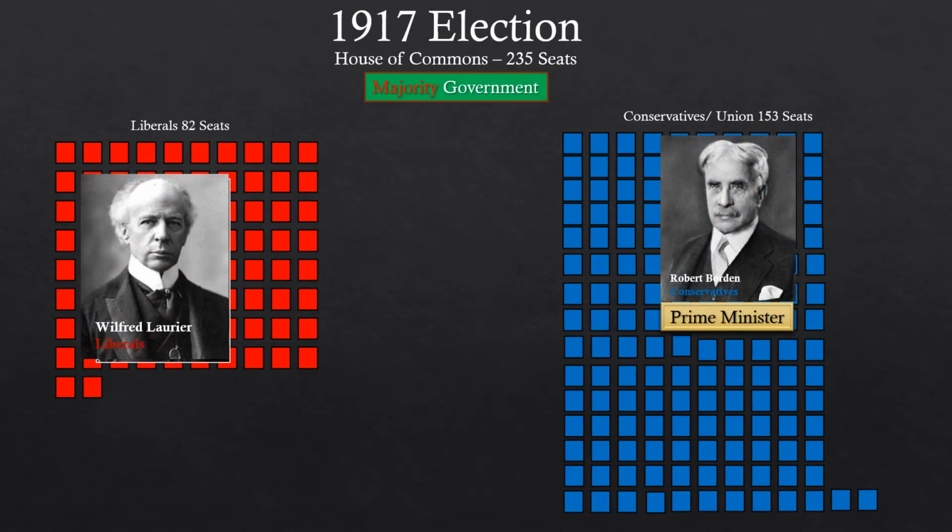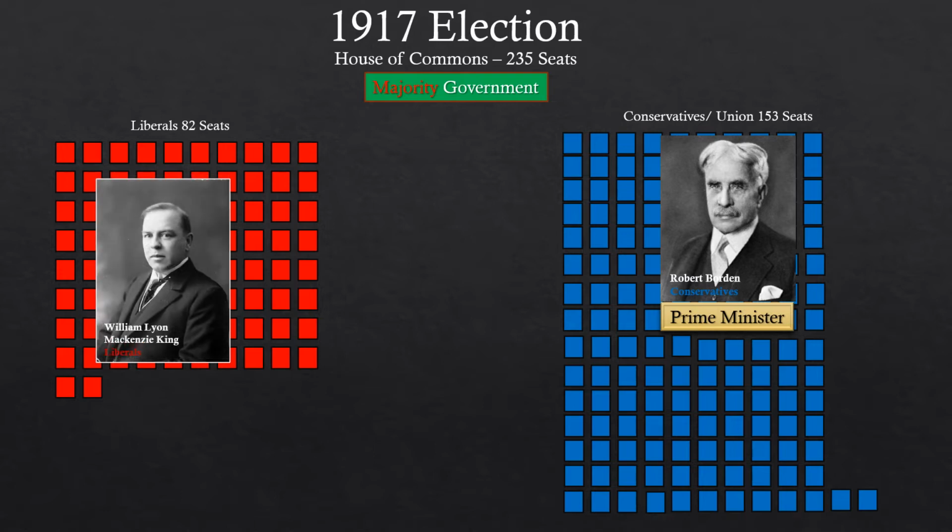So here's where we were in the previous election in 1917. In that election, the Conservatives, or rather the Union Party, that was the temporary party that Robert Borden created that included some disaffected Liberals, won a majority government. They won 153 seats, and the Liberals only won 82 seats under Wilfrid Laurier. So Robert Borden became prime minister when they won that majority government, as he was the leader of the Conservative Party. So Wilfrid Laurier dies in 1919, and William Lyon Mackenzie King becomes the new leader of the Liberal Party.